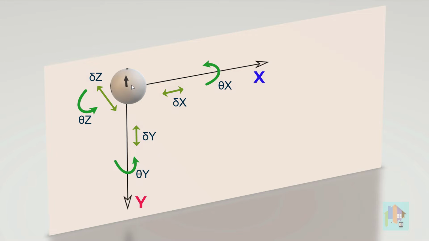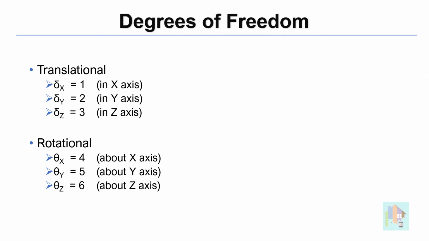To summarize, there are in total 6 displacement components, 3 translational and 3 rotational, and each of these displacements is denoted with a number in STAAD.